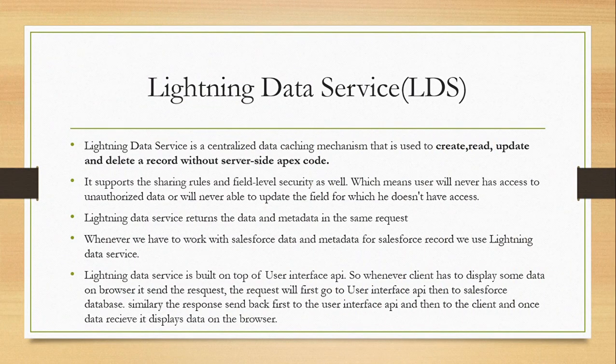Lightning Data Service. Lightning Data Service is a centralized data caching mechanism that is used to create, read, update, and delete a record without server-side Apex code. It supports sharing rules and field level security as well, which means the user will never have access to unauthorized data, or will never be able to update a field which they don't have access to.